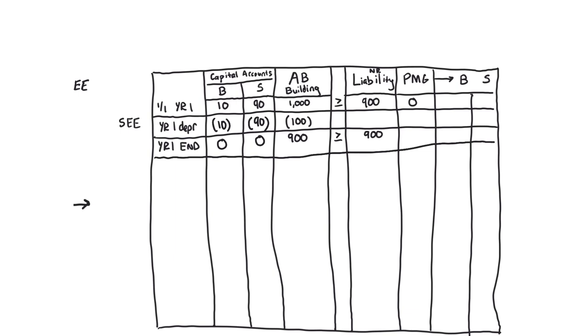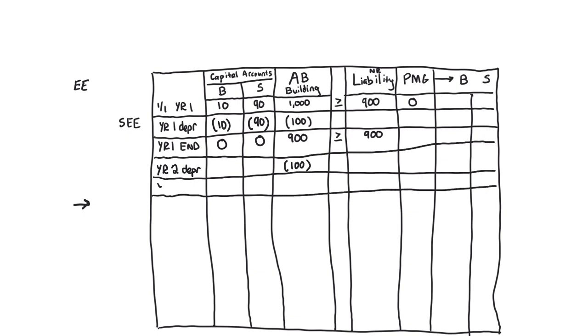Okay. And the end of year one is also the beginning of year two. Just remember that. End of year one rolls over to beginning of year two. So now we have year two depreciation. Again, we're going to take another $100, so we can go ahead and take that off the building. So for the year two ending, we're going to have an adjusted basis in the building of $800. The liability does not change.